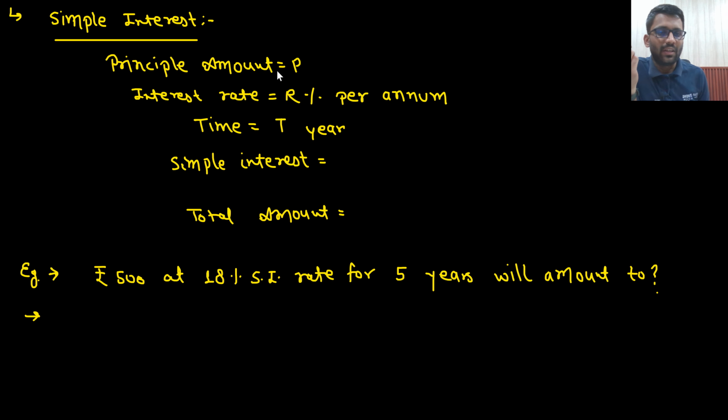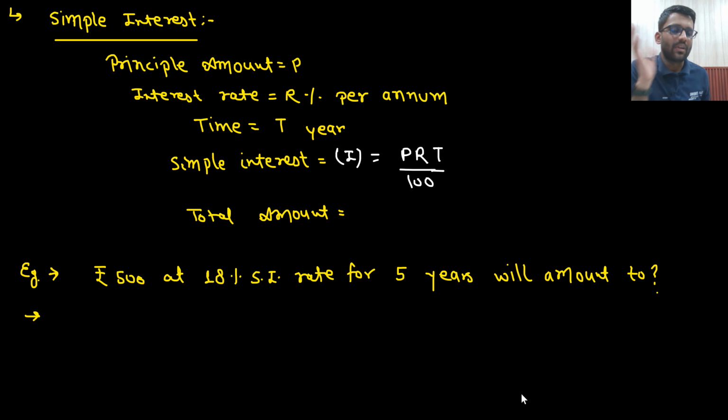So principal amount was P and the interest rate was R% per annum. So every year you have to give me R% of this. Do you agree to this point? So what will be the interest? Interest I. So in 1 year you are giving me PR by 100, and for T years, it would be multiplied by T.